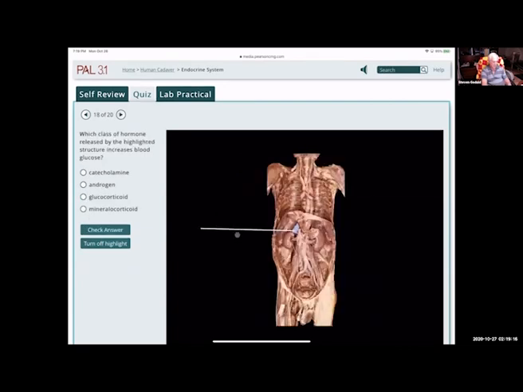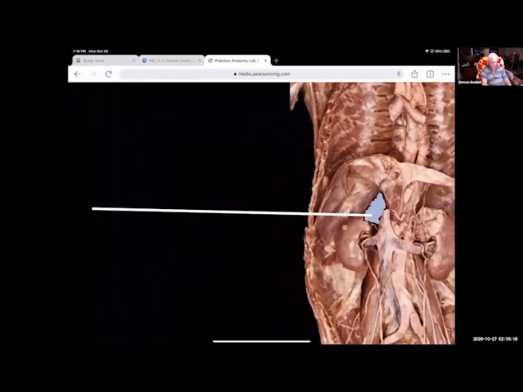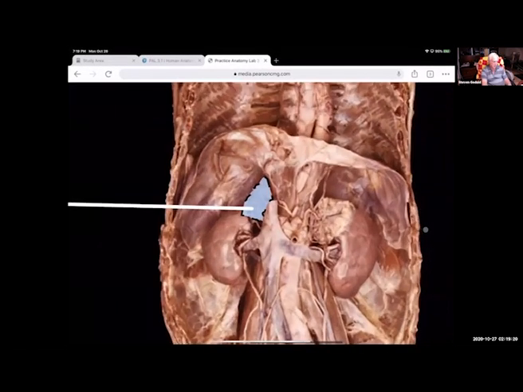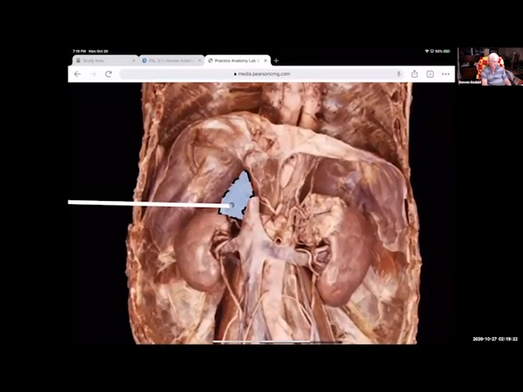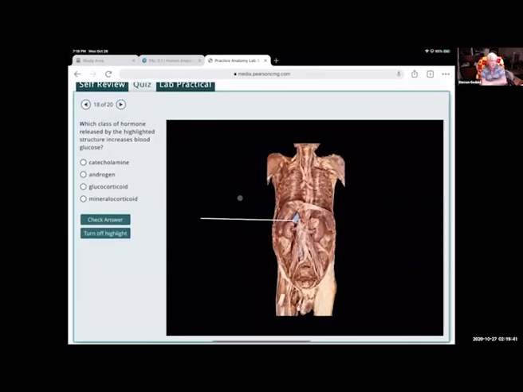If we look here, what gland is that pointing to? The adrenal glands. Perfect. Here's the kidneys, and that's your adrenal glands, those on top of your suprarenal glands. But that's not the question. The question says, but it is the adrenal gland.